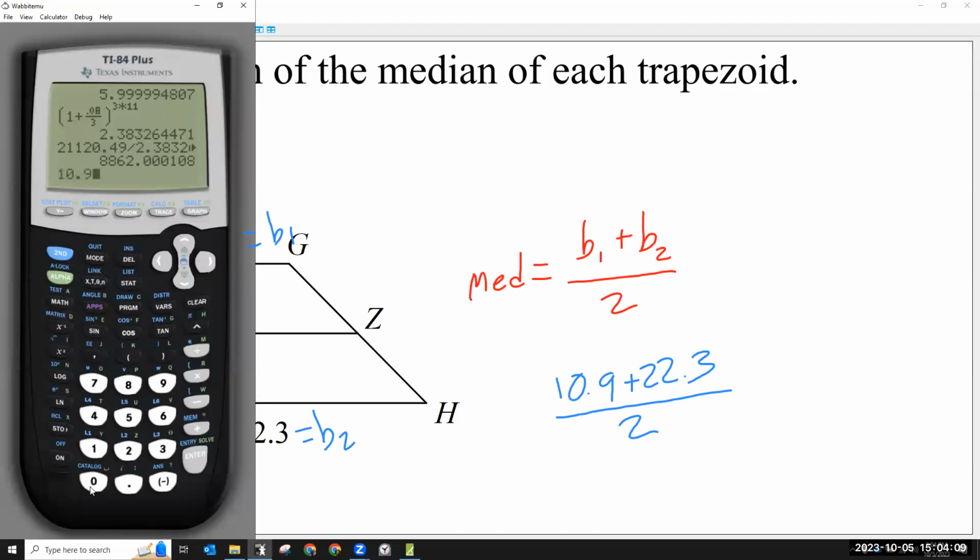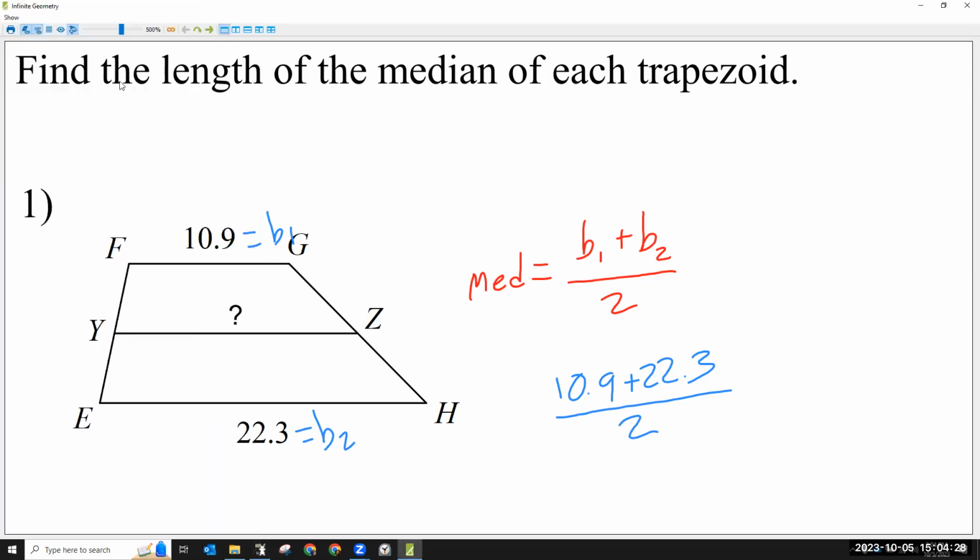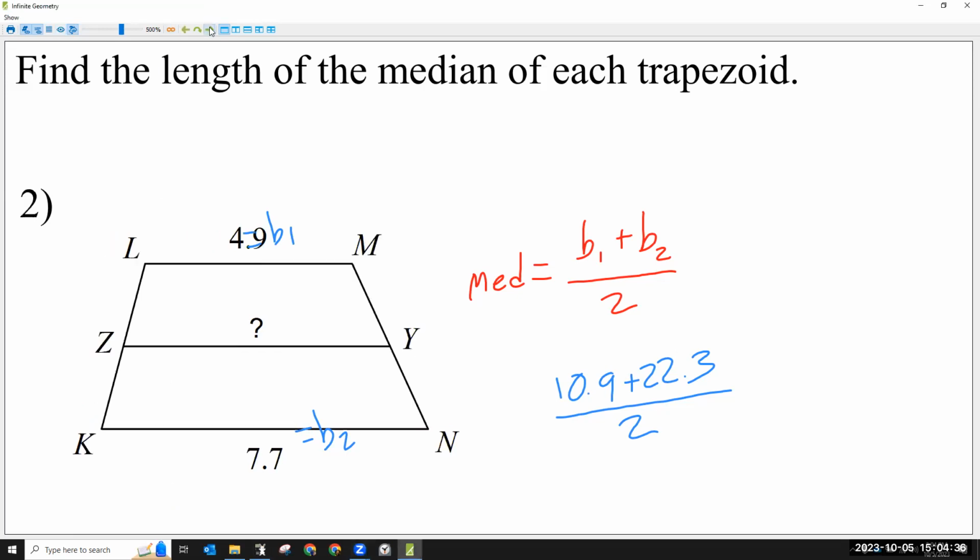10.9 plus 22.3. Now make sure I don't hit divided by 2 right now, or I'll only divide the 22.3. So I'm going to hit enter and then divide by 2. And I get 16.6. 16.6 is my answer. All right, so that's how you do the first 3 problems.